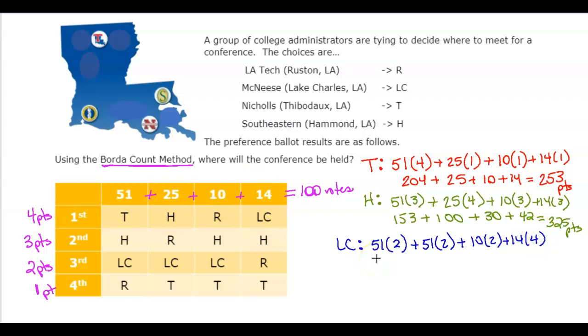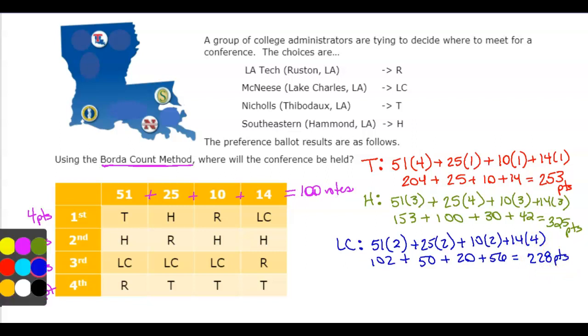So 51 times 2, that's going to be 102. Oops, sorry, I messed up. The second column should not be 51. The second column should be 25. So 25 times 2 is going to be 50. 10 times 2 is going to be 20. And 14 times 4 will be 56. So if we add up 102, 50, 20, and 56, Lake Charles is going to have a total point value of 228 points.